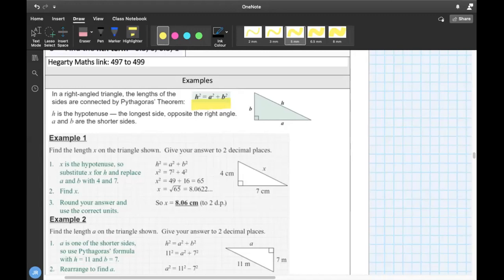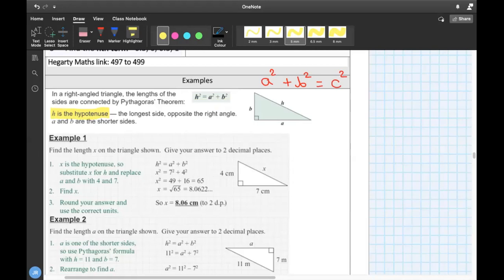You might have heard Pythagoras' theorem slightly different. I'm going to write that down now. What you might have heard for Pythagoras' theorem is a squared plus b squared is equal to c squared. So the only thing that's different here is we've written it the other way around, and instead of the c squared, they've used h squared. The reason why they've used h squared here is because h stands for the hypotenuse.